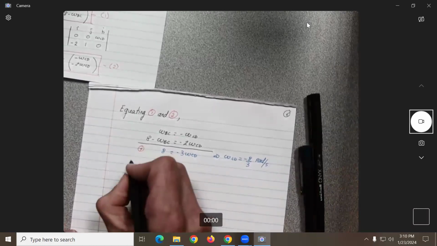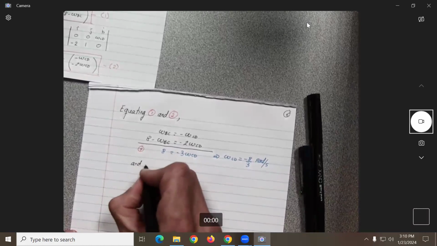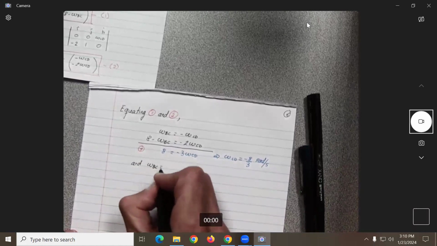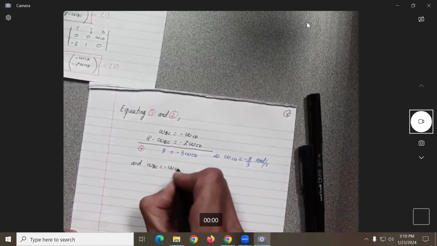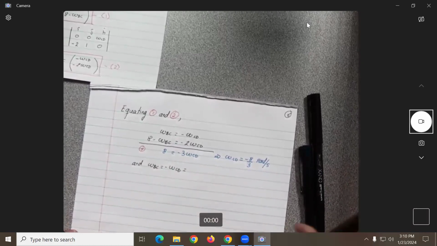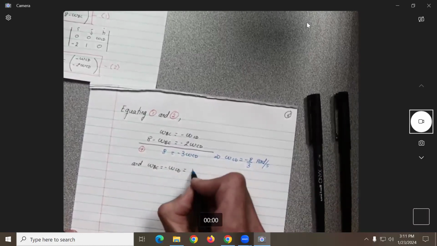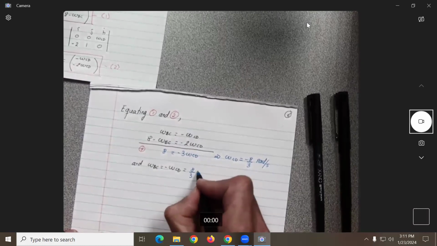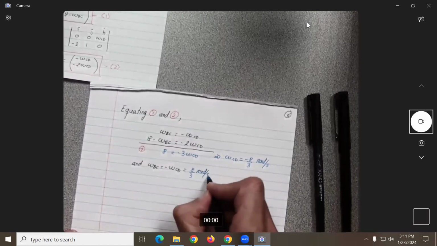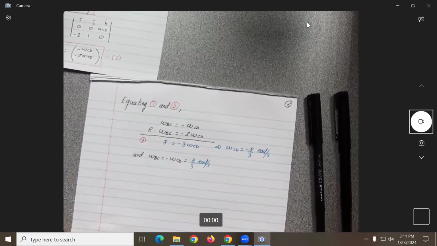And then what can we say? We know that omega BC is equal to what? Minus omega CD, so it will be equal to what? Eight-thirds radians per second.